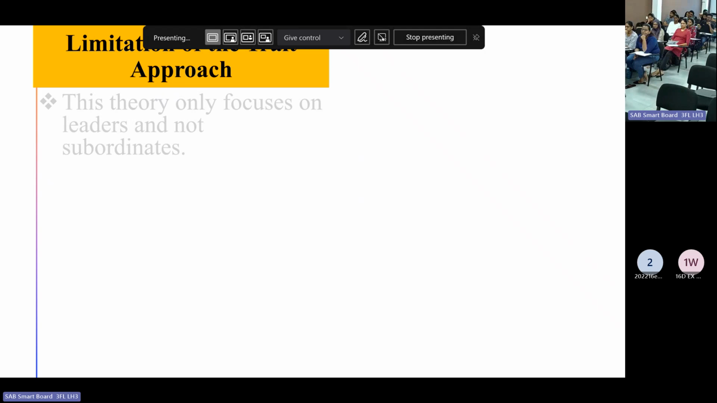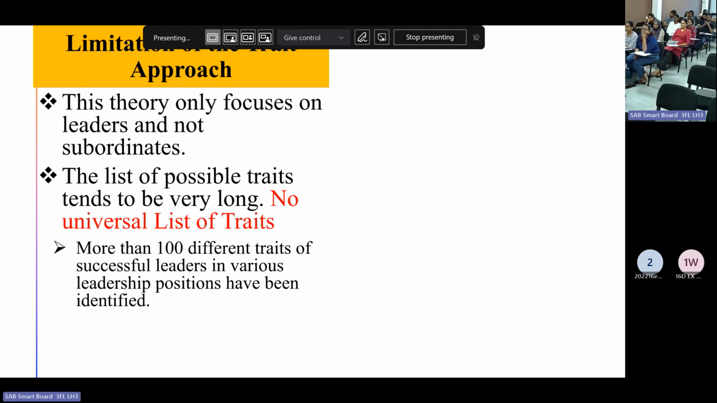Limitation of the approach. Like I said, the list of characters is increasing. 101, right? And the video says 300, right? So this is a problem. They could not identify a universal list yet. That is why the 5 major traits, 6 right stuff, and big 5 personality came out. But still, they have 100 different traits. So that's a limitation of the approach, not a strength or weakness, it's a limitation.